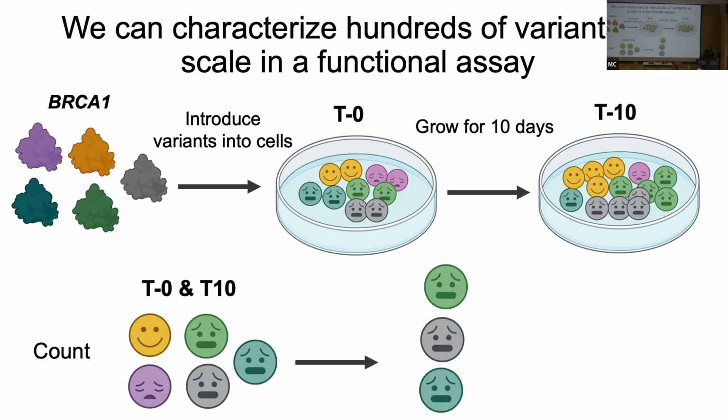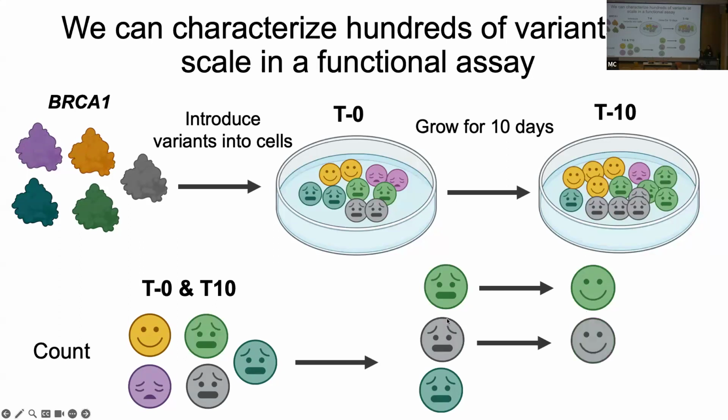The green has increased twofold, and so has the gray. So they're variants that are not disease causing. And then we have this turquoise variant that unfortunately has decreased twofold. So it is a disease causing variant. And so what does that actually look like? How do we use this data now in the clinic?